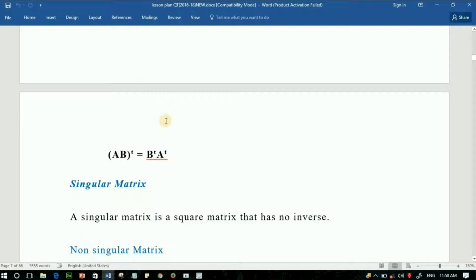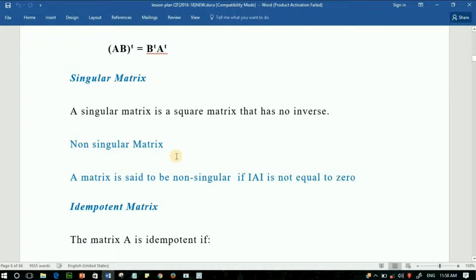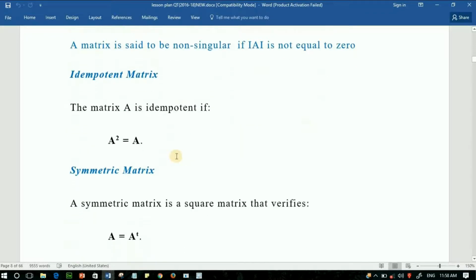The next is very important. (AB) transpose is equal to B transpose into A transpose. We are multiplying two matrices and taking the transpose, which is equal to taking the transpose of the second matrix and multiplying by the transpose of the first matrix. Okay, (AB) transpose is equal to B transpose into A transpose. A number of other matrices are there, singular matrix and non-singular matrix, that we will discuss later.